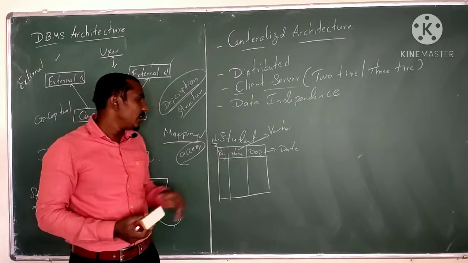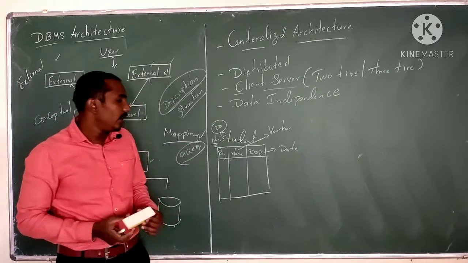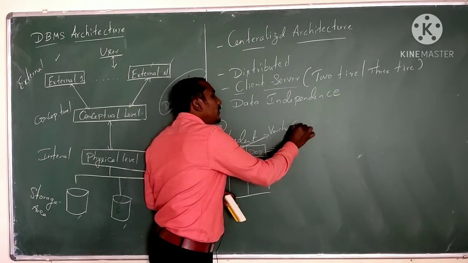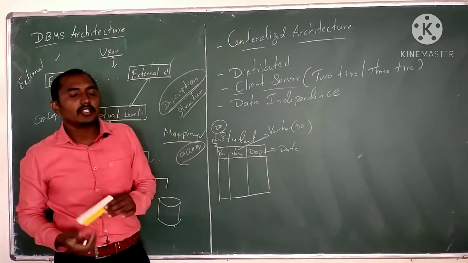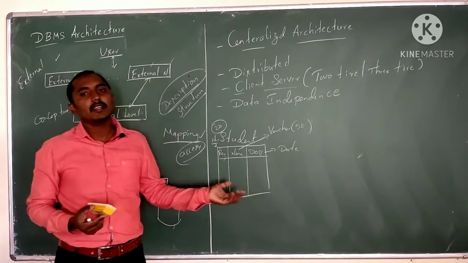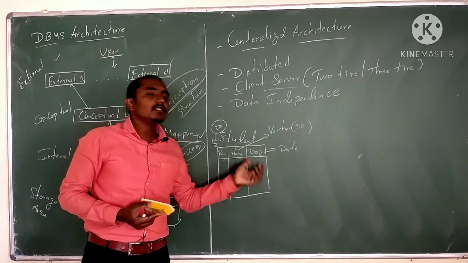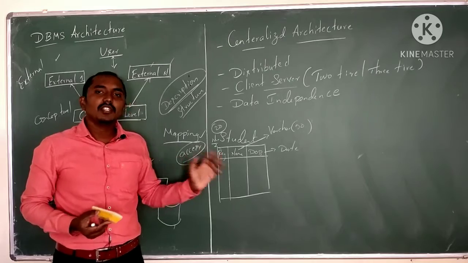For number, I can store up to 28 digits in the register number, and for name, I can store up to 50 characters. Date, as you know, will have the day as well as the month and the year. This represents the structure, that is, the description of the table.